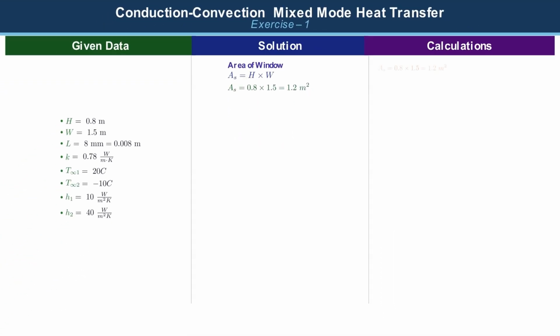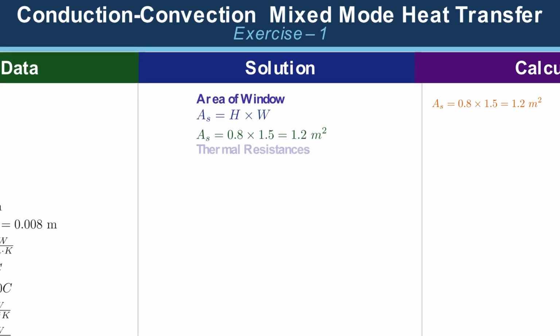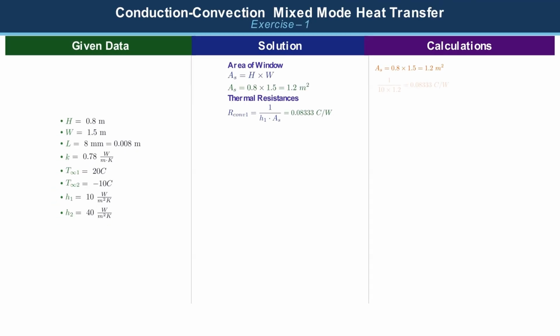Now let's build our thermal resistance network. Think of it like an electrical circuit. Heat flows through resistances in series, one after another. We have 3 resistances in this problem. First, convection resistance on the inner surface. R-conv1 equals 1 divided by H1 times AS. This resistance represents how difficult it is for heat to transfer from the warm room air onto the glass surface. Substituting 1 divided by 10 times 1.2, R-conv1 equals 0.08333 degrees Celsius per watt.